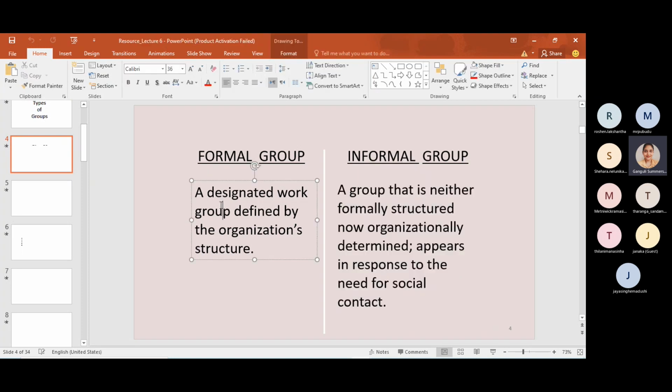Formal groups are designed by the organization to achieve organizational goals, and informal groups are not designed by the organization, and you do not have any organizational objectives or goals to fulfill in an informal group. You create informal groups just for the need of social contact.